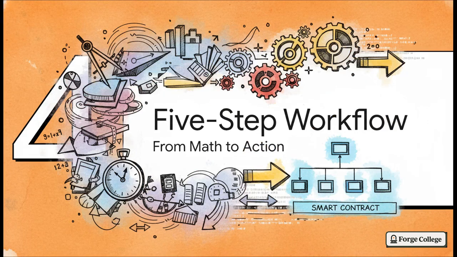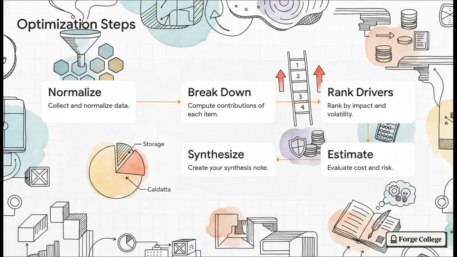Next up, Section 4, your 5-step workflow, going from math to action. Here's a really crisp, repeatable action plan you can use every single time you analyze a contract. Step 1, collect and normalize your data, like we just talked about. Step 2, break down the cost contributions. Figure out exactly what percentage of the bill is storage versus call data.